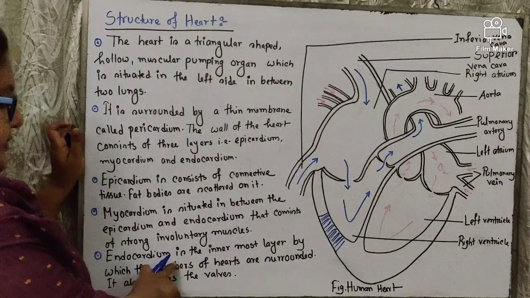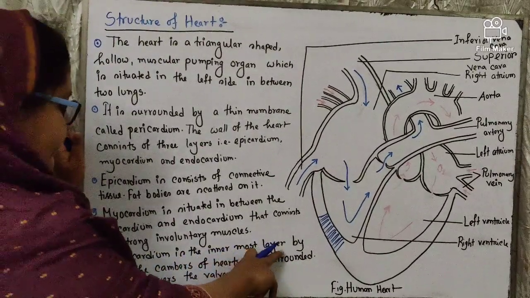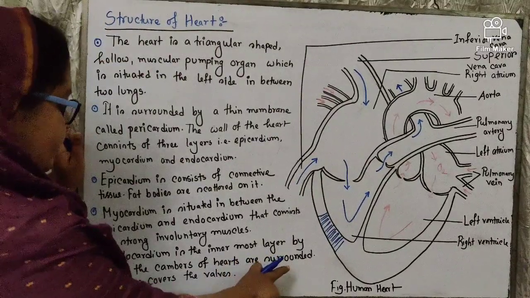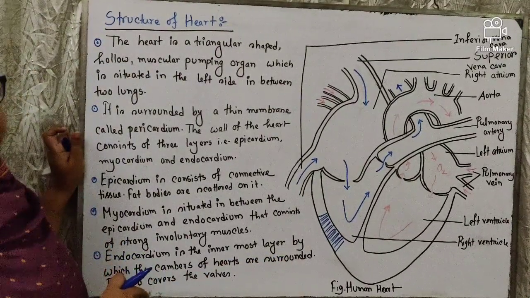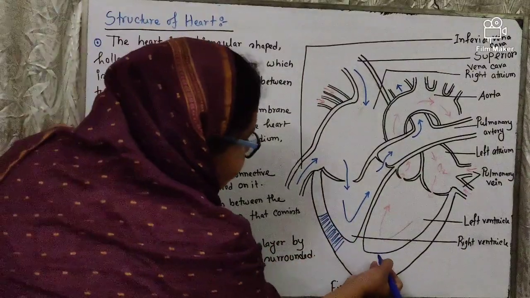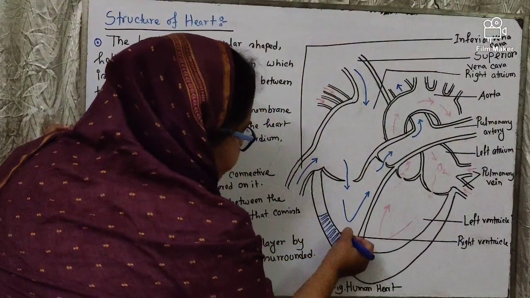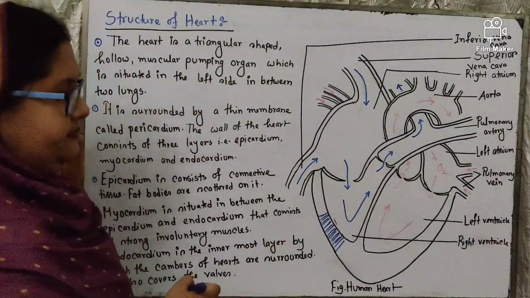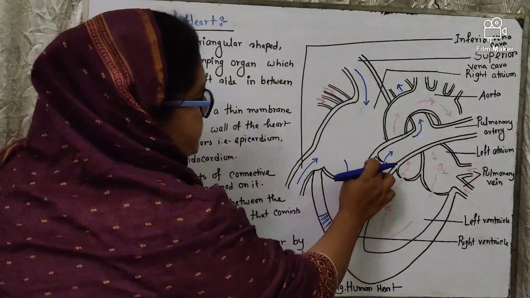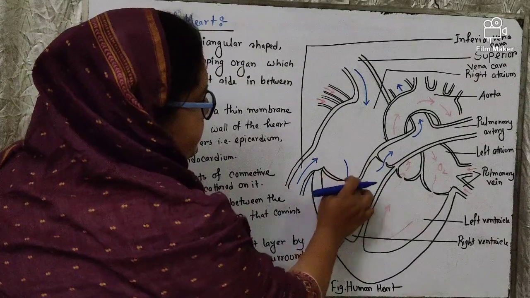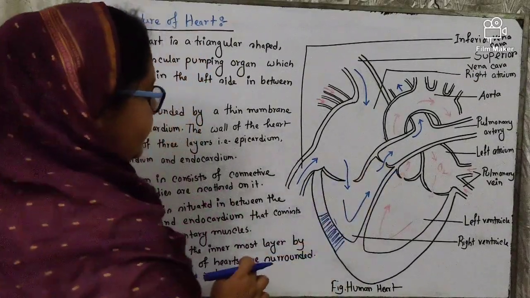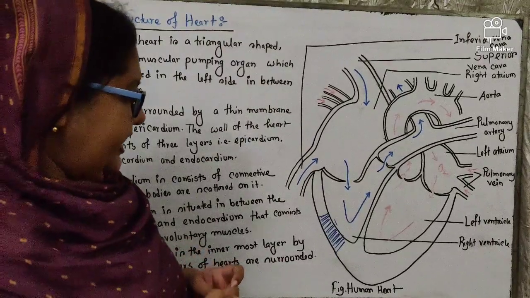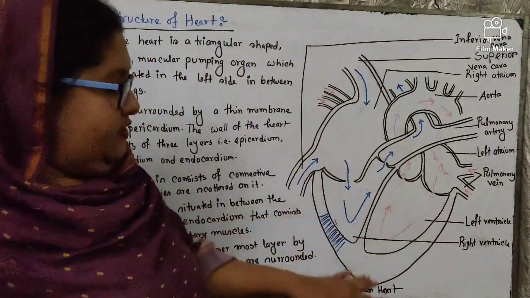The endocardium. Endocardium is the innermost layer by which the chambers of the heart are surrounded. It also covers the valves. That means this innermost layer comprises the endocardium. It also covers the valves. These are the valves, okay, which are formed by the endocardium. Okay, these are the three layers.